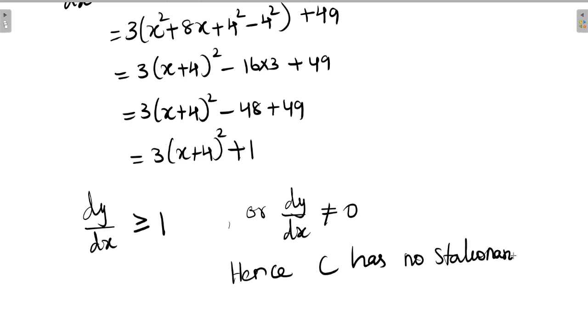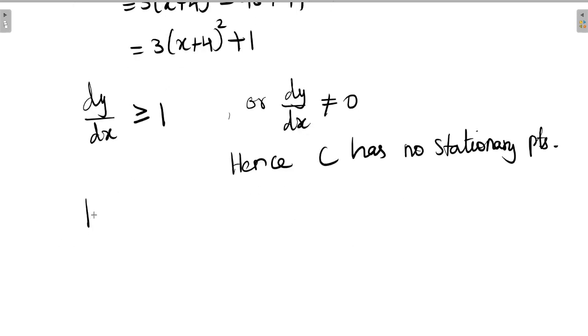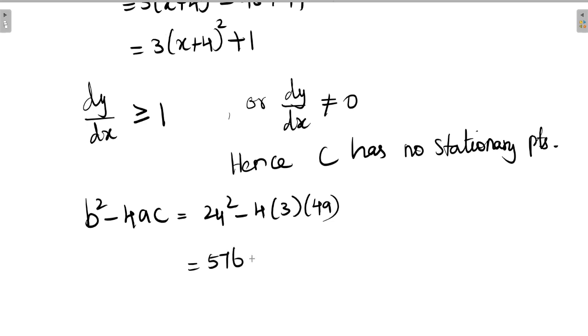We can prove it by the other method, b squared minus 4ac on dy by dx. The dy by dx is 3x squared plus 24x plus 49, so b squared is 24 squared minus 4 times 3 times 49, which is equal to 576 minus 588. This value is equal to minus 12, which is less than 0.